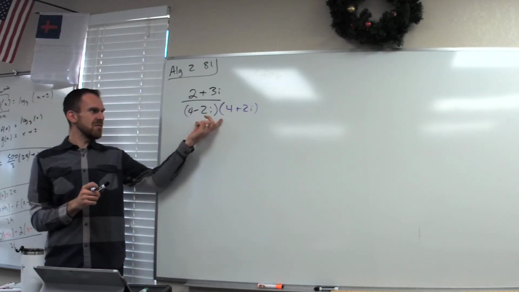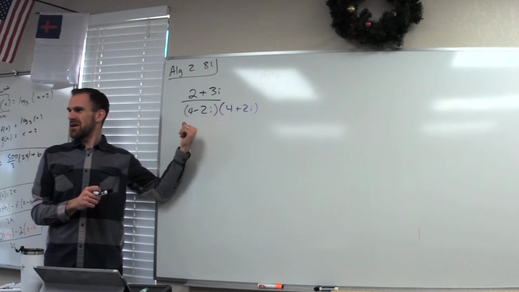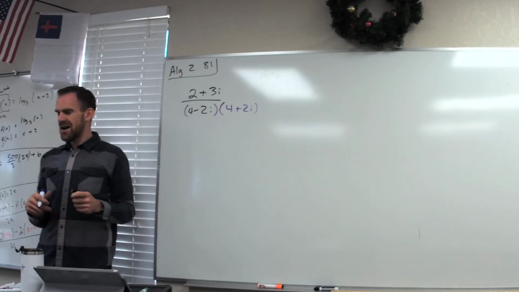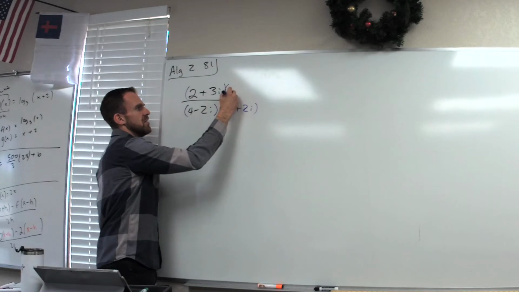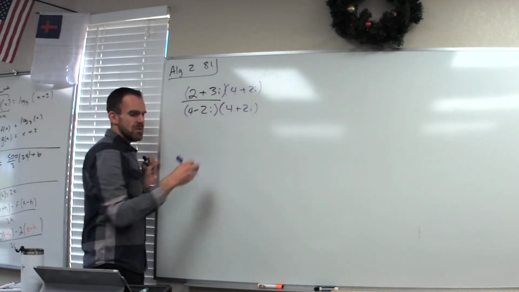What is this for minus of? The difference of squares formula, right? A minus B times A plus B. I see your hand. I'll get to it eventually. So then we have 4 plus 2i. What do we do from here?